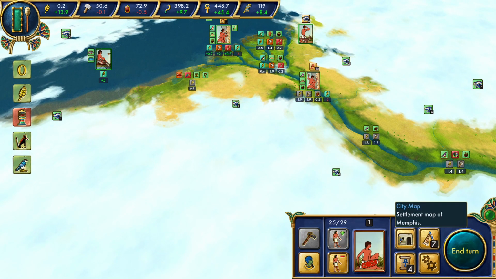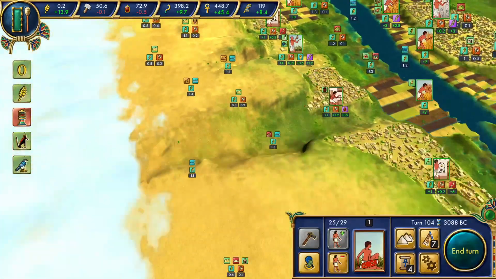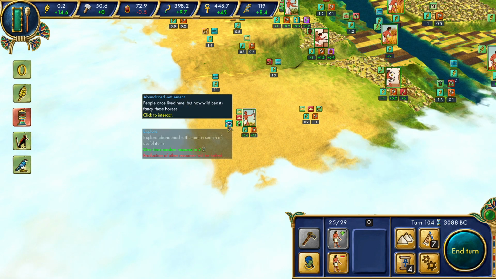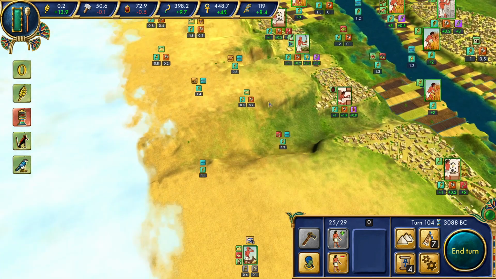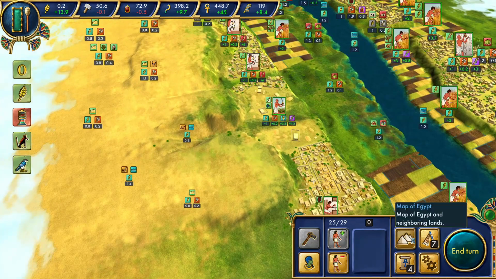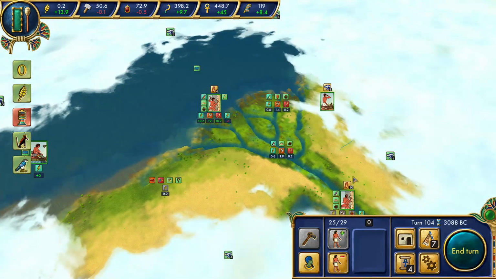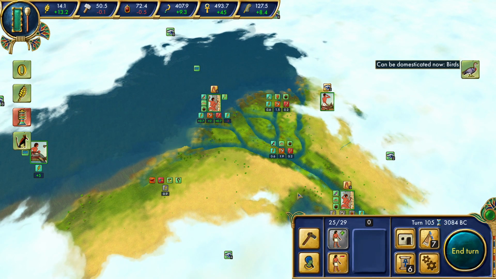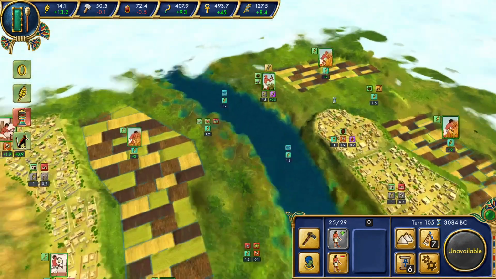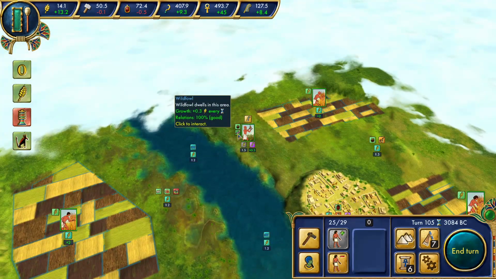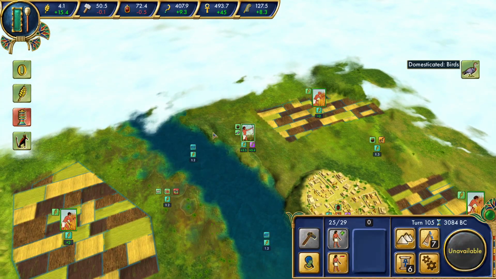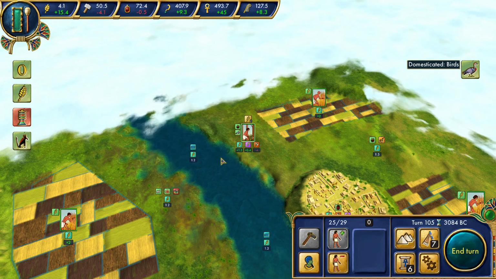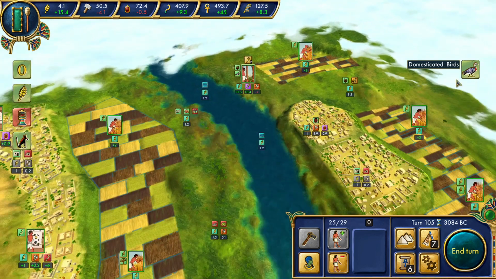And I think we need to dip back into Memphis here. I think the next thing I want to do is grab a couple of these goody huts, the abandoned settlements. See what we can get out of those. Okay, and we're set on the birds now. Let's definitely go domesticate them. And then we will build a field here. All of that is excellent.